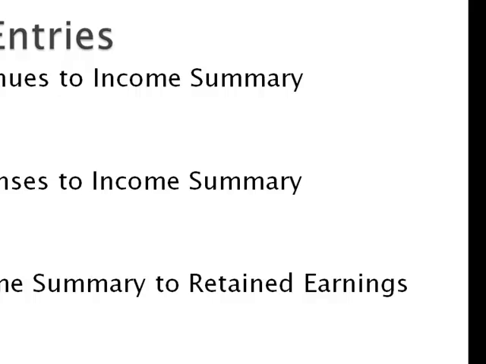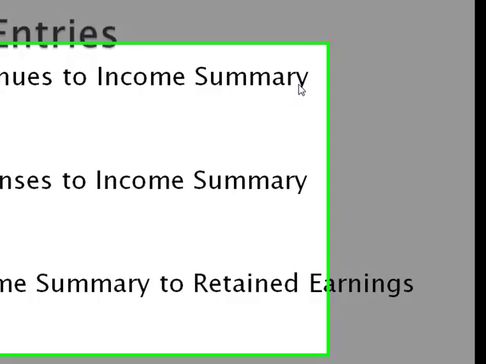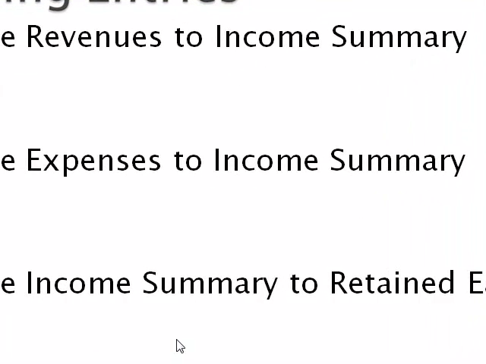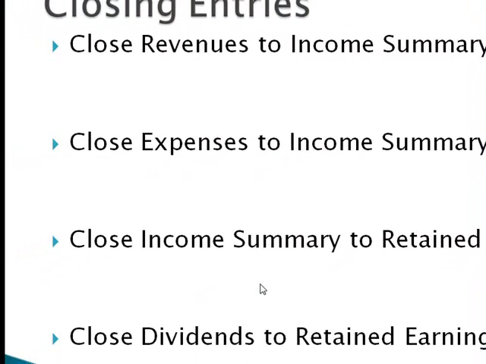Okay, so there's 4 steps to closing entries. First, you close revenues to a temporary account called income summary. Income summary does exactly what it says. It's a summary of your income for the year. Then you close your expenses to income summary. Then you close your income summary to retained earnings. So see how income summary is very, very temporary. It's open for 3 transactions and 3 transactions only. You close your income summary to retained earnings.